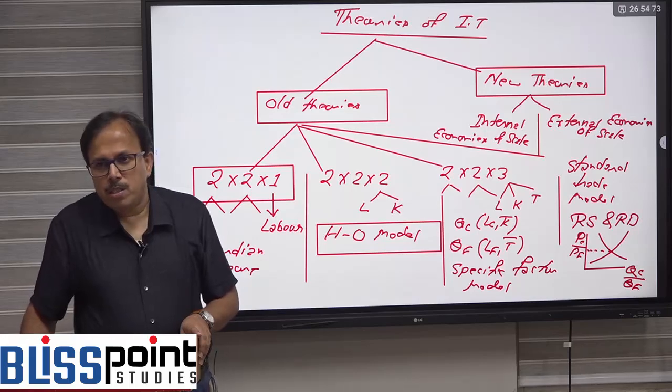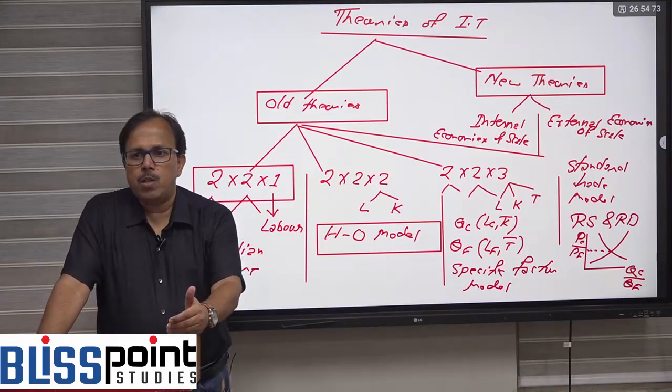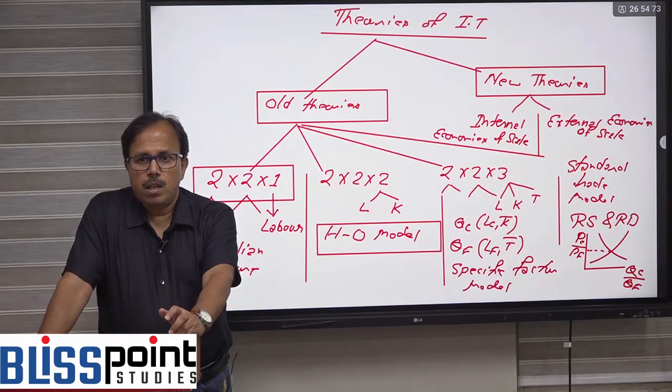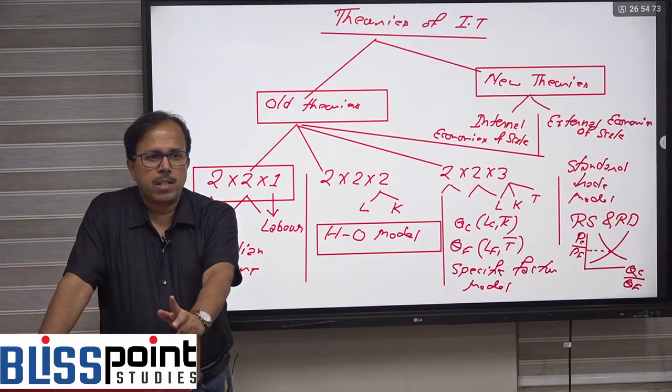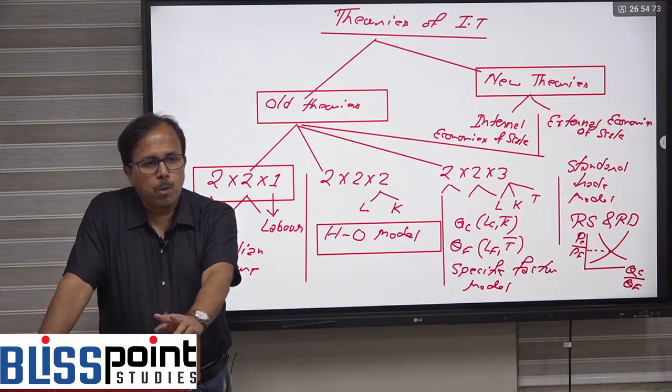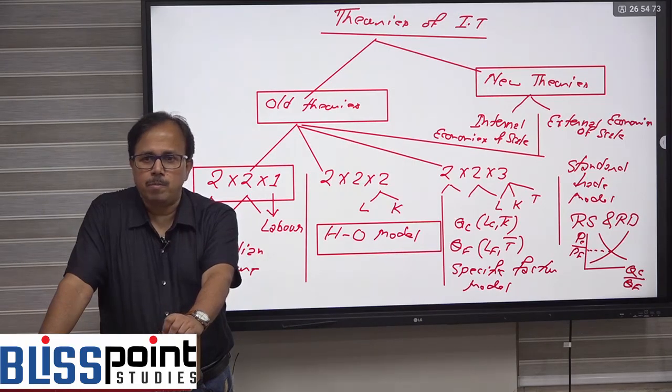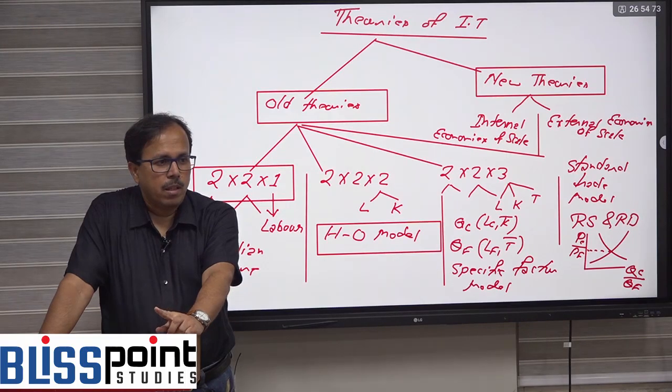Internal economies of scale means the cost per unit will decrease as the firm produces more quantity, and external means cost per unit will decrease as the market produces more quantity. One depends upon the size of the firm, the other depends upon the size of the market. Internal depends upon the size of the firm, external depends upon the size of the market.